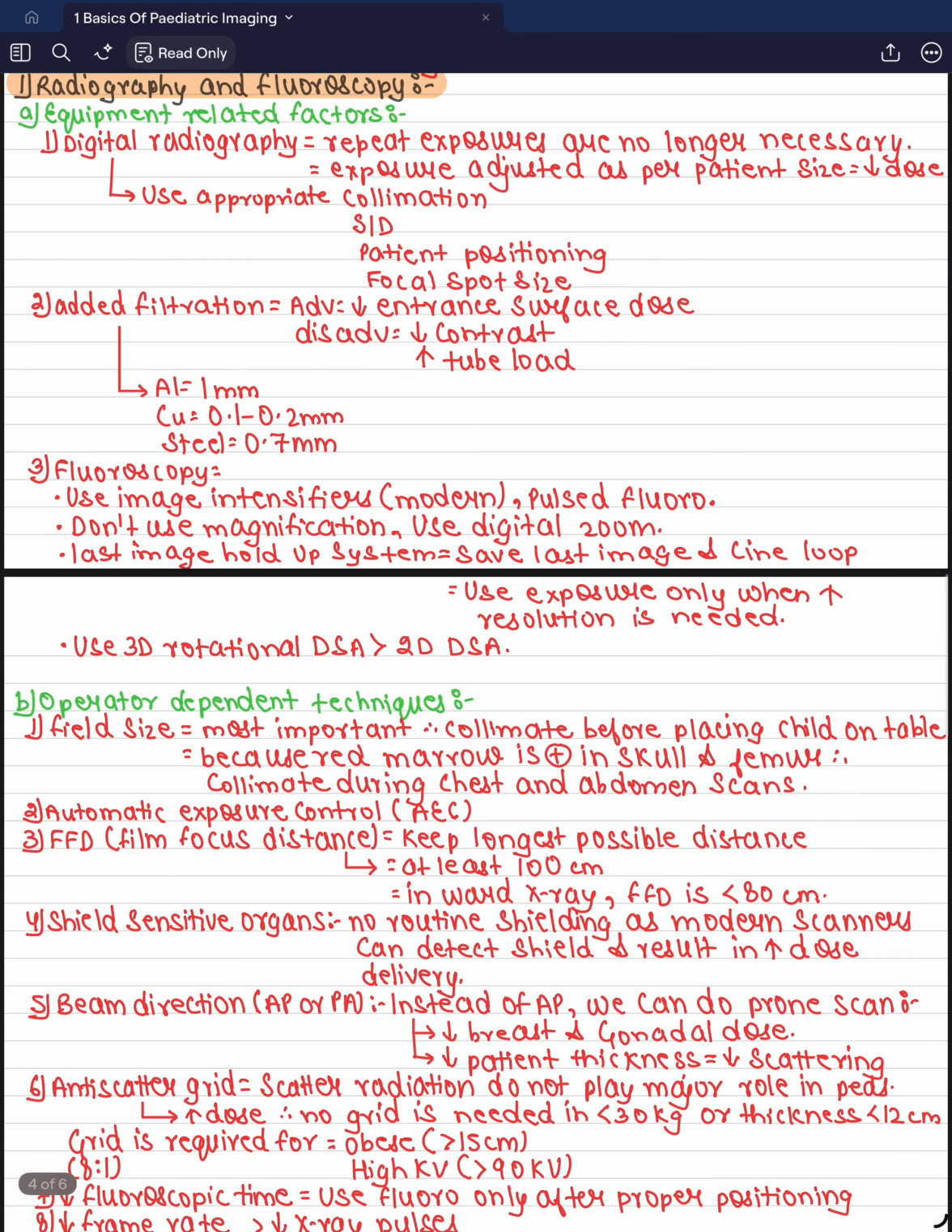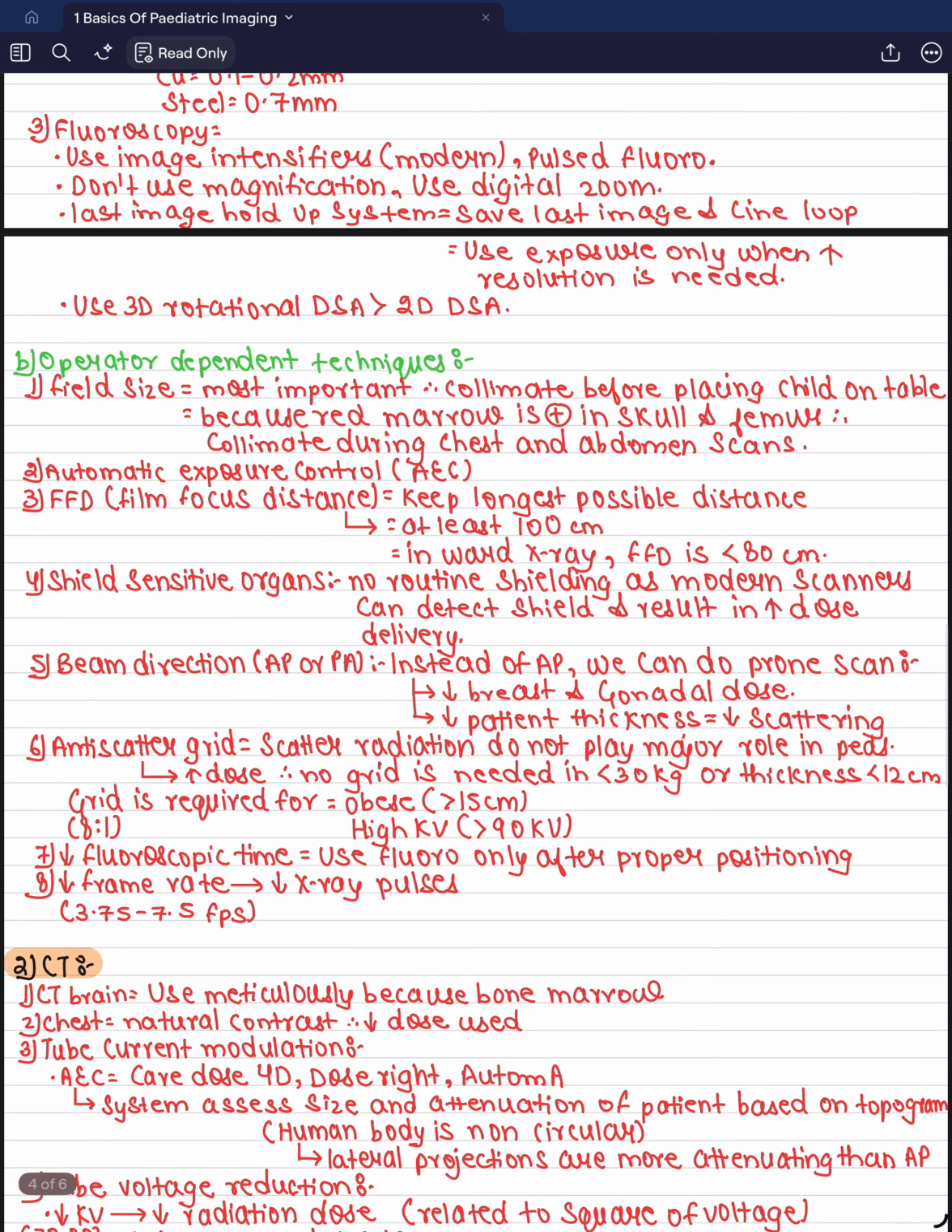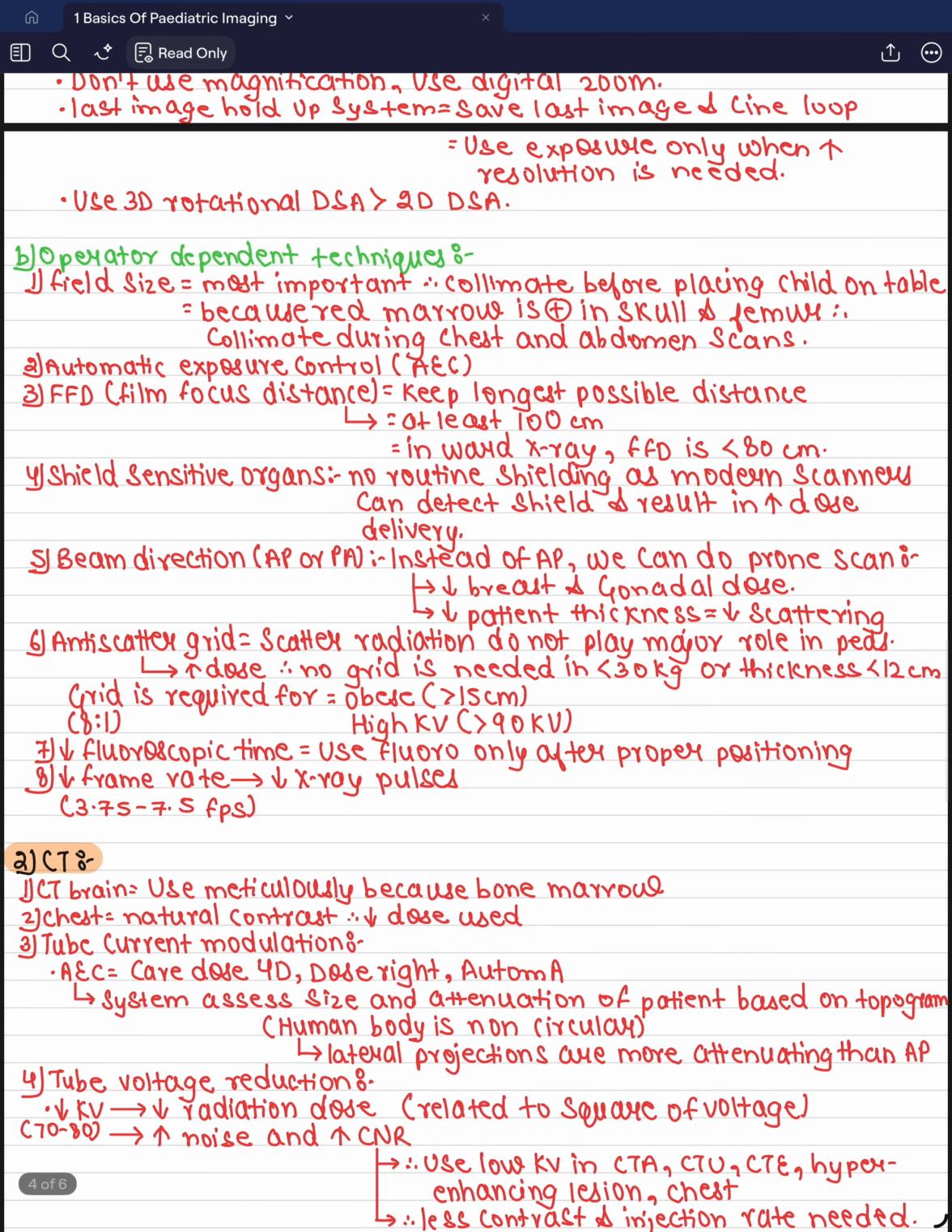Now we have some operator dependent techniques. That means how the operator or the radiographer can actually decrease the dose. First of all, field size. This is most important. You should collimate properly. And when do you collimate? You should collimate before placing the child on the table. If you are doing a chest x-ray, you should collimate before placing the child on the table.